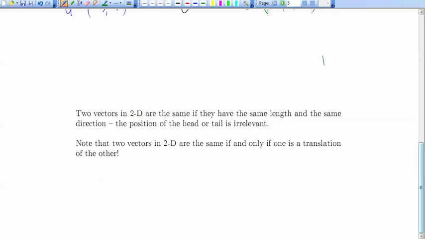So we'll talk a little bit more about the connection between the algebraic arithmetic of vectors, and the effect that has on their picture later in this week's classes.